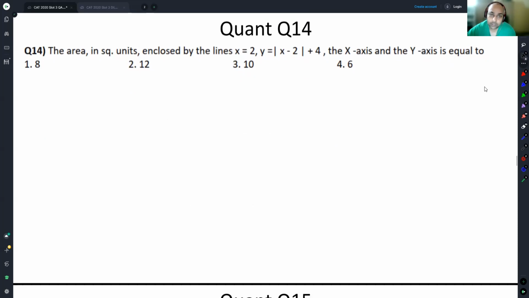The area in square units enclosed by the lines x is equal to 2 and y is equal to mod of x minus 2 plus 4, then the x-axis and the y-axis is equal to, okay. There are 4 lines to consider.